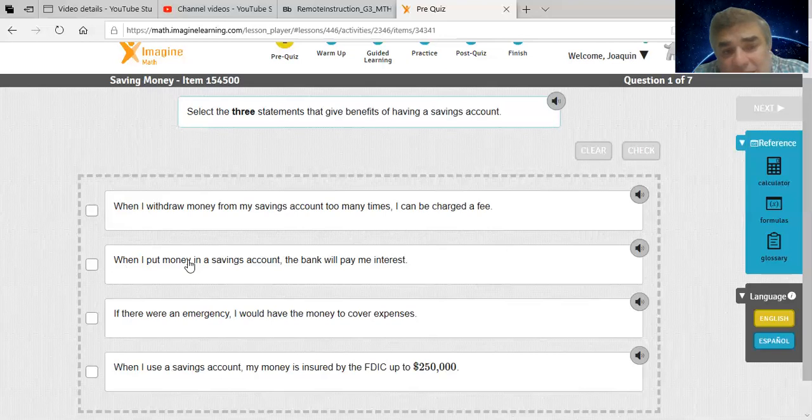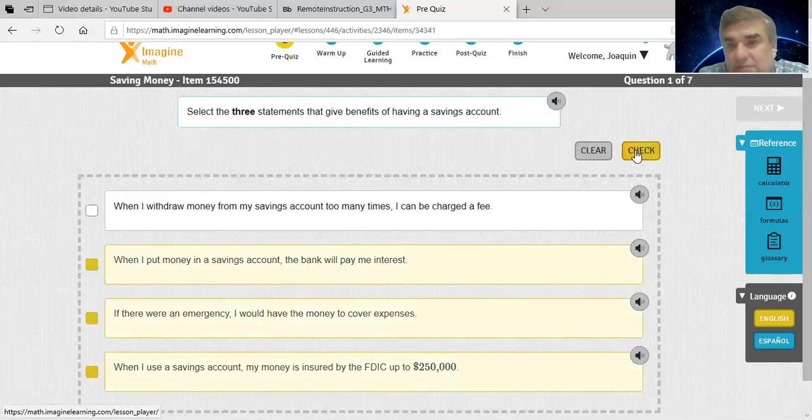When I put money in a savings account, the bank will pay me interest. Yes, in most cases, they will. If there were an emergency, I will have the money to cover expenses. Right. You save money for a rainy day, and the best way is to put it in the bank. When I use a savings account, my money is insured by FDIC up to $250,000. Right. The bank is backed by a special institution that will pay if your money is lost or destroyed or stolen. So that's a good benefit. So there you have 3 benefits. Check.